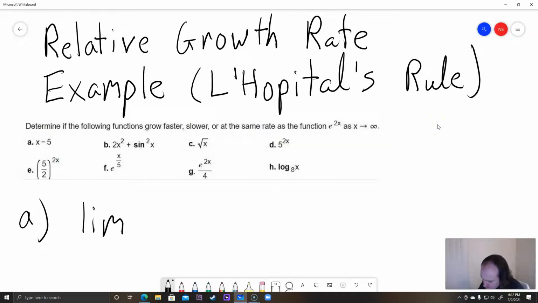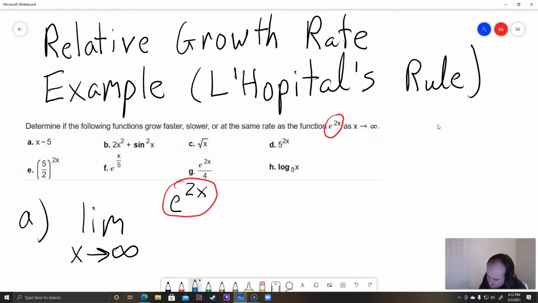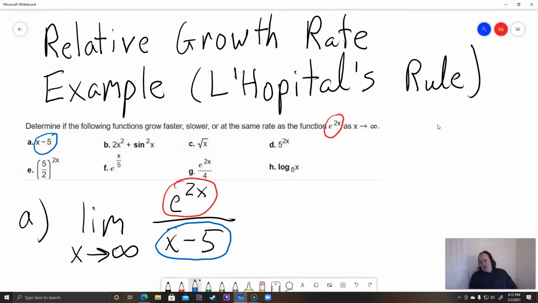Okay. So infinite limit as x goes to positive infinity. Well, our numerator is going to be e to the 2x. That's this right here. That's our numerator. And then our denominator, well, for part A, our denominator is going to be x minus 5. Okay, so I circled that in blue. Alright, so that's how you set up the problem.